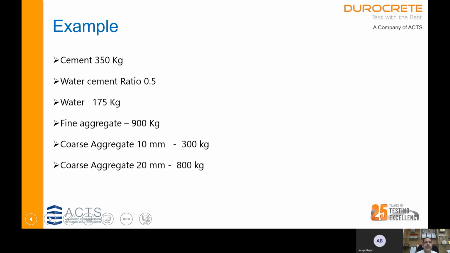Let us take an example. We have cement equal to 350 kgs per cubic meter, water cement ratio of 0.5, water is 175 kgs, fine aggregate is 900 kgs, coarse aggregate of 10 mm is 300 kgs, and 20 mm coarse aggregate is 800 kgs per cubic meter.